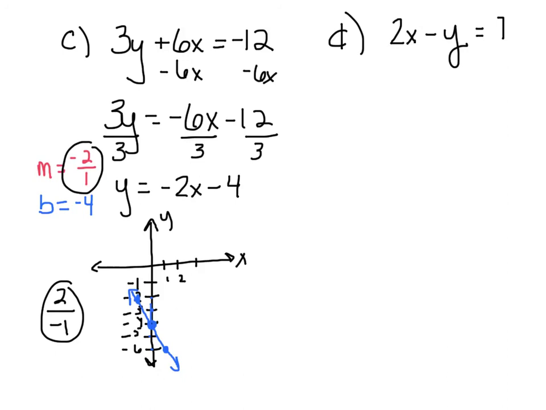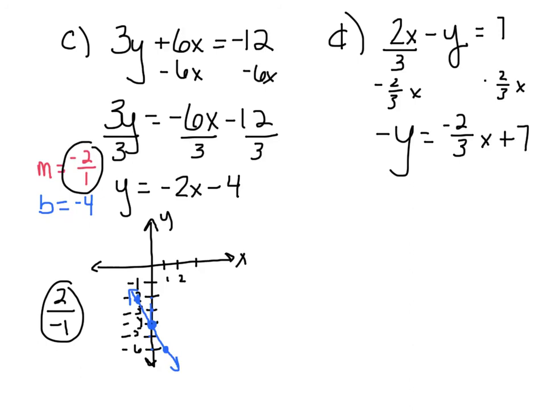The next problem, 2x minus y equals 7. Let's solve it for y. You know, let's make this, I'm going to change this. Let's make this 2/3. All right, so I want to move the 2/3 x, so I'm going to subtract 2/3 x on both sides. That gives me negative y equals negative 2/3 x plus 7. I now have to get rid of my times negative 1, so I'm going to divide everything by negative 1. That gives me y equals positive 2/3 x minus 7.